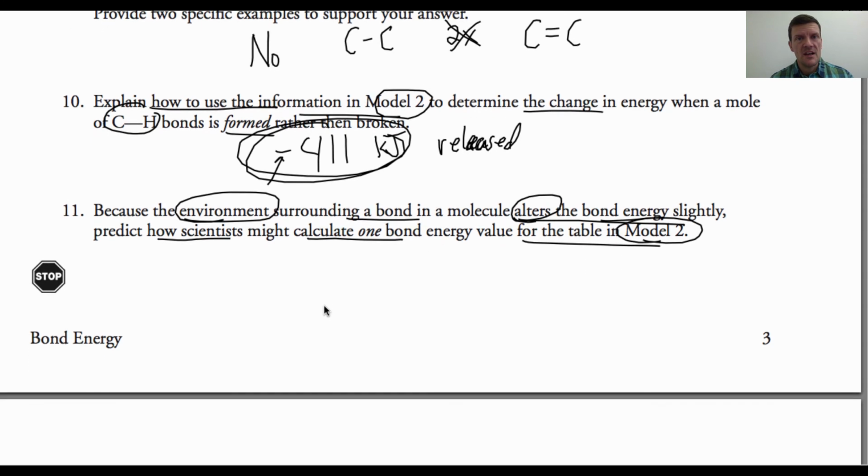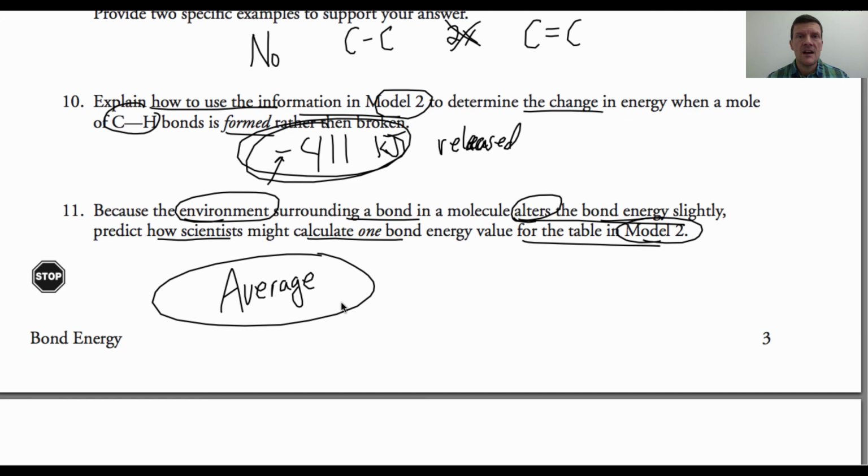Well, as we kind of alluded to, they're going to take the average of a whole bunch of different scenarios. So you're going to take different bonds, maybe you measure how much it takes to break a whole bunch of different carbon-hydrogen bonds in different molecules, and then you're going to take the average of all of those in order to get one value that kind of represents the bond energy for that particular bond.